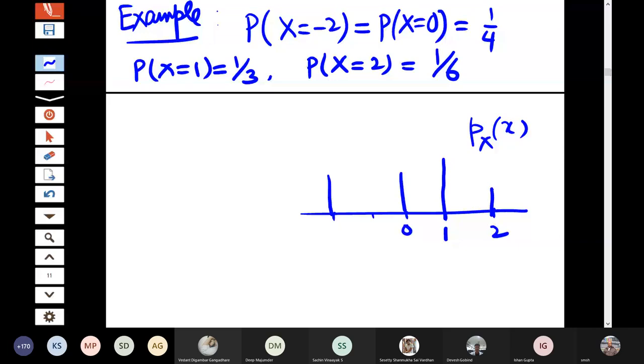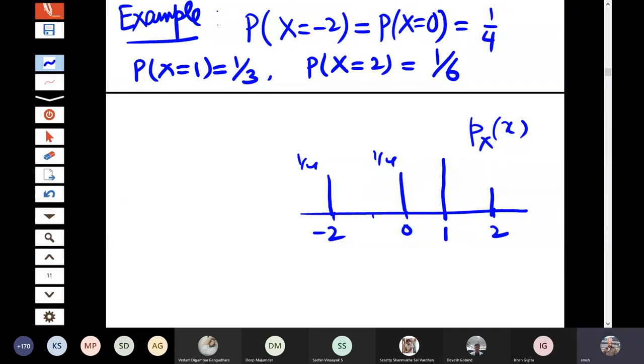Suppose I ask the question, what is the median here? What is the median? So what is the condition? We should attain the probability half. So if you see the probability here at -2 and 0, it is 1 by 4 each. So at the point 0, I attain the probability half.